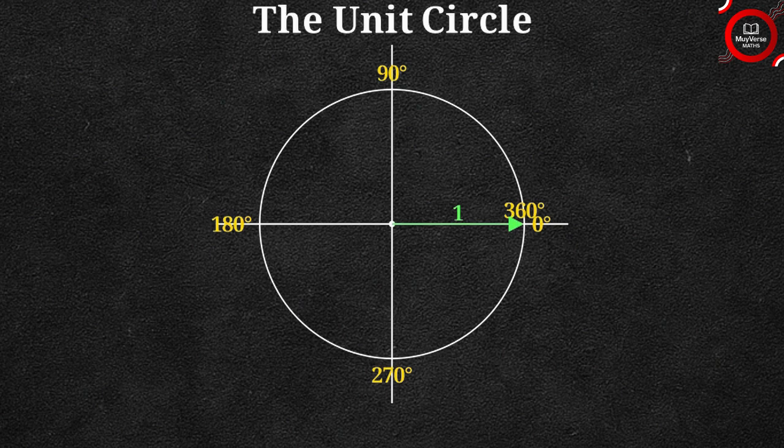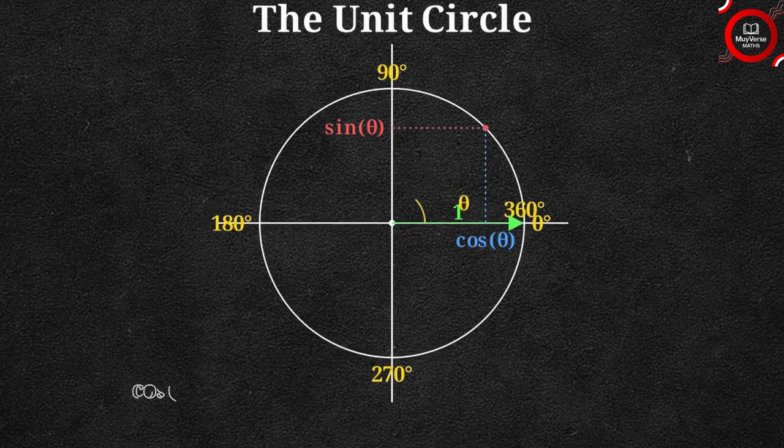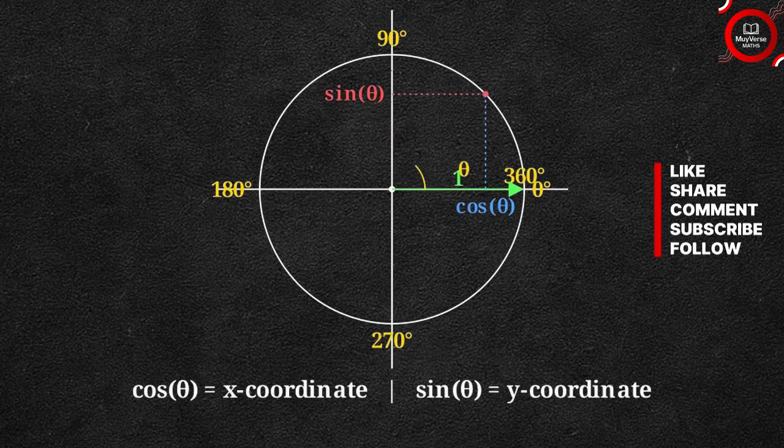Pick a point on the circle at some angle theta. The x-coordinate is cosine theta, and the y-coordinate is sine theta. Watch the projections to the axes. So remember, cosine is the x-coordinate, and sine is the y-coordinate. This simple idea unlocks the entire unit circle.